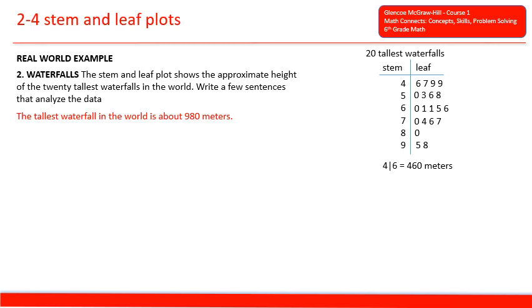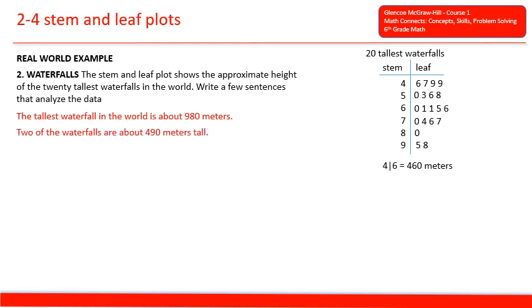The tallest waterfall in the world is about 980 meters. So how did they figure that? They see that the last number or data listed is the 9 stem and the 8. So we know, after reading the key of 4|6 equals 460, the stem is hundreds, and the leaf is tens, and the ones are going to be zeros.